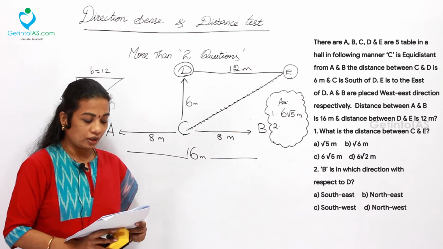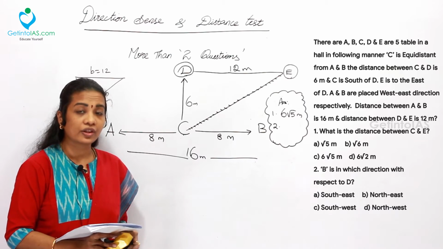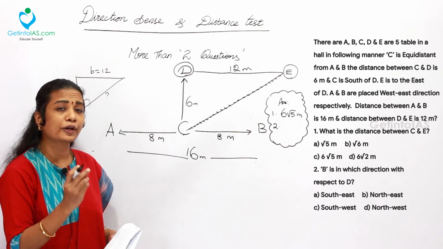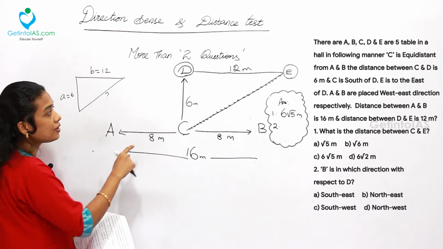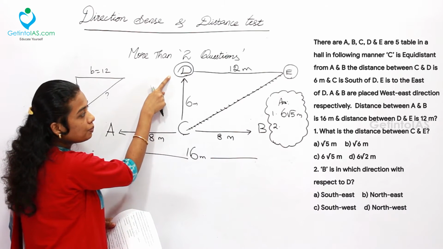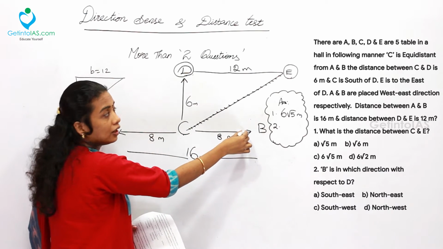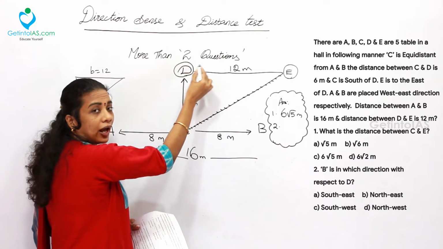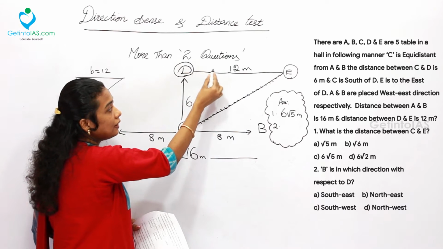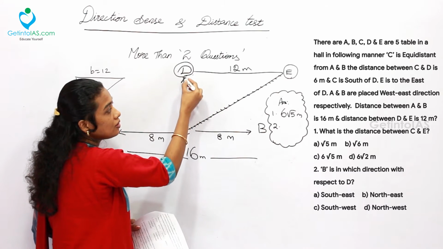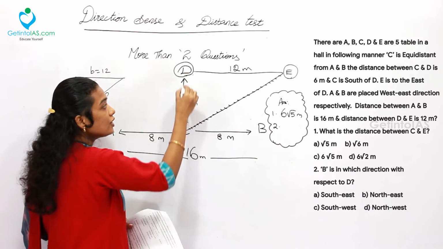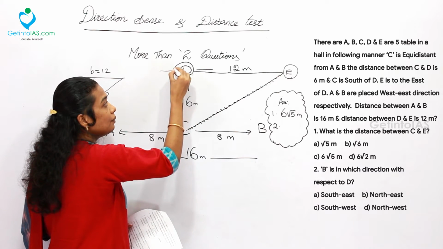Then the second question, B is in which direction with respect to D? With respect to D means from the D. Where is D located? Here. Where is B located? Here. From the D, what is the direction of B? If you are very good in the direction aspect, you can simply say this is east and this is south, southeast you can say. Or else you want to draw the diagram like this.